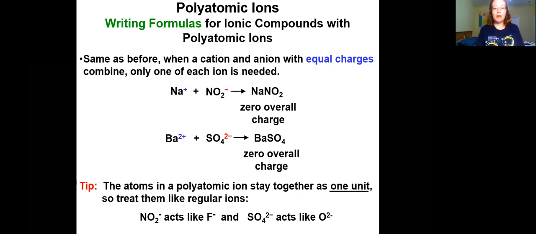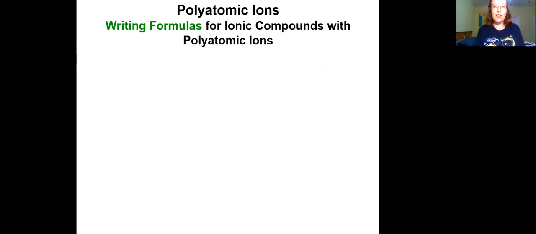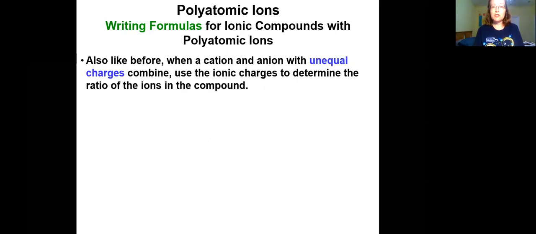So I want you to think about the fact that the atoms in a polyatomic ion stay together as one unit. So you can treat them as regular ions. The NO2 with a -1 charge behaves just like one fluorine ion with a negative charge. The sulfate group with a -2 charge, it behaves just like an oxygen ion with a -2 charge. There's just one difference. When they have more than one polyatomic ion, we have to do something special.